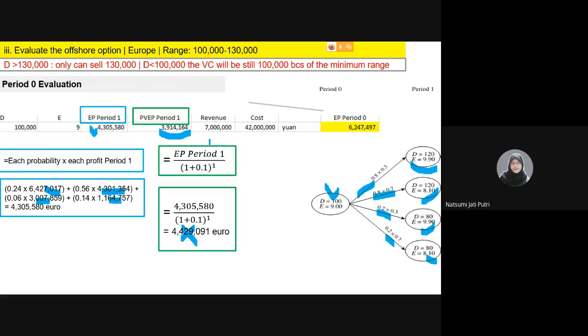And then for the revenue, it is 100,000 times the price 70, and we get this. And for the cost, the same: fixed cost plus variable cost times the demand, and it is in yuan. And then for the expected profit, or the profit in period 0, it is revenue minus cost divided by the exchange rate in here plus the PVEP, and we got this number.